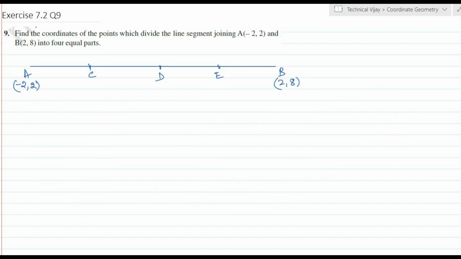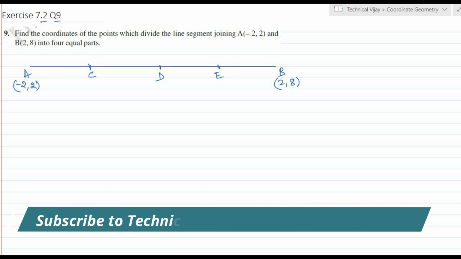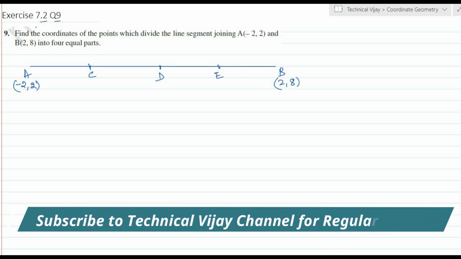So Exercise 7.2, question number 9. Find the coordinates of the points which divide the line segment joining A(minus 2, 2) and B(2, 8) into 4 equal parts. So here I have drawn this line. A is (minus 2, 2) and B is (2, 8). Here are 4 equal parts: this is one part, second part, third part and fourth part. All these are equal parts.